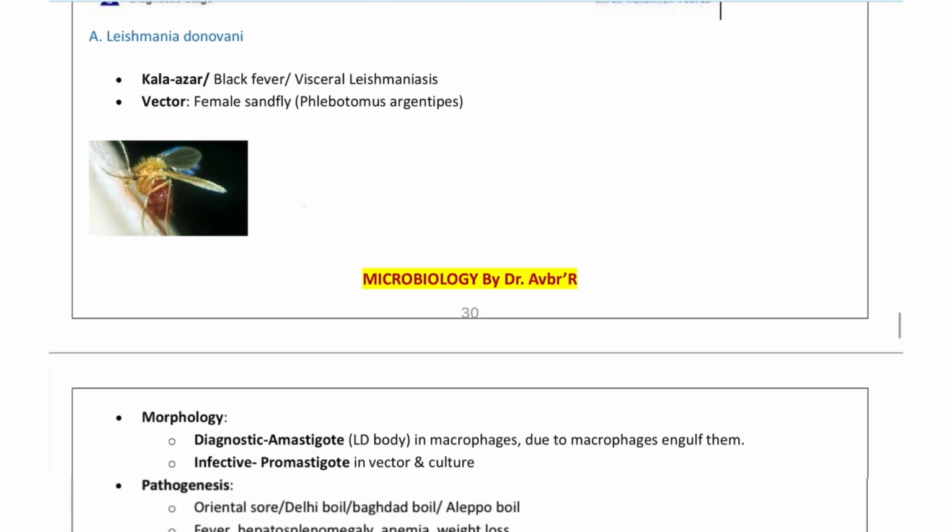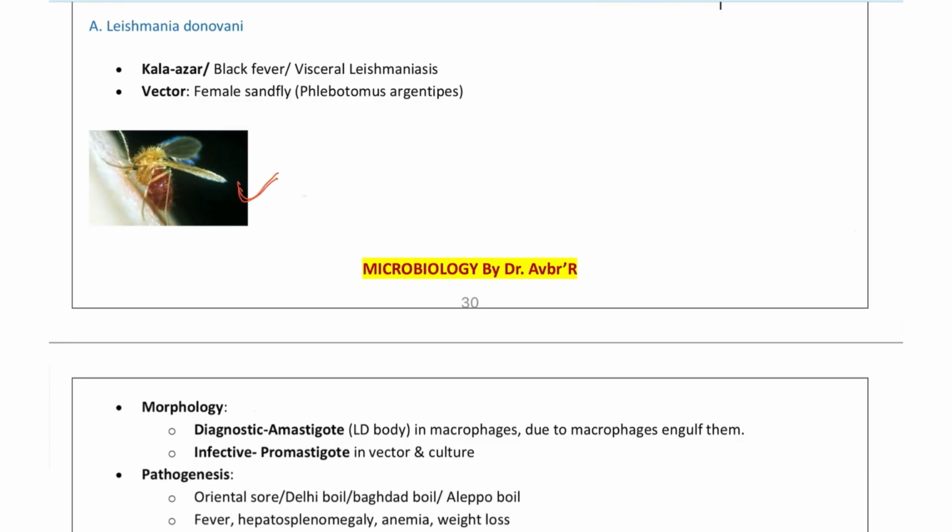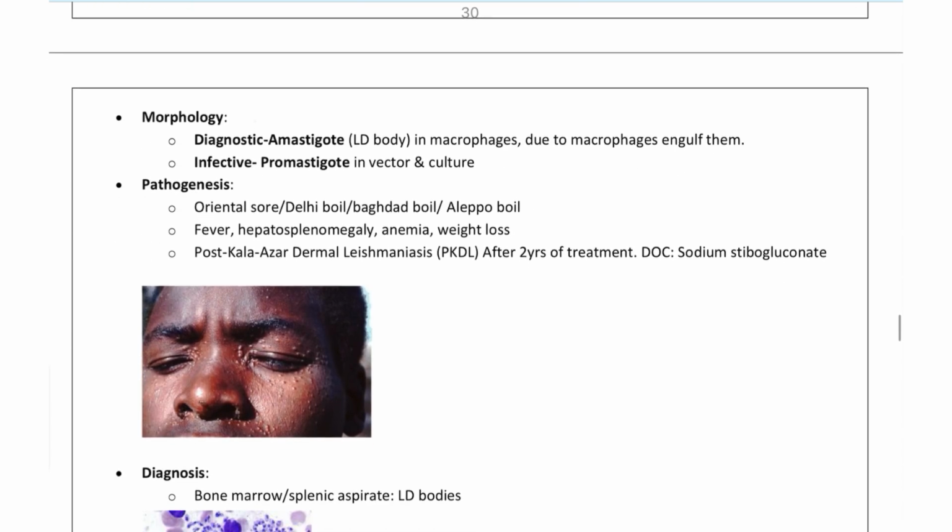Leishmania species. Leishmania's common vector is the sandfly. Phlebotomus is the scientific name. It is going to cause Kala Azar, black fever, visceral leishmaniasis. The species is Leishmania donovani, and they are going to cause the oriental sore, Delhi boil, Baghdad boil. All these are the common names. And fever, hepatosplenomegaly. And after that, you are going to have post Kala Azar dermal leishmaniasis, after 2 years of the treatment. For these patients, we are going to give sodium stibogluconate.